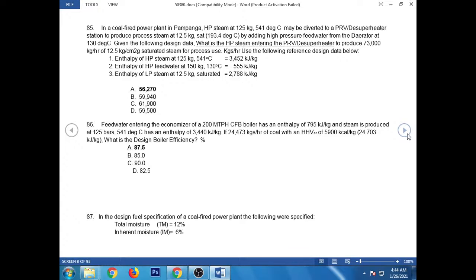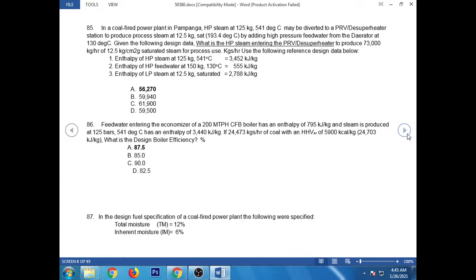Feed water entering the economizer of a 200 MTPH CFB boiler has an enthalpy of 795 kJ per kilogram and steam is produced at 125 bars, 541 degrees Celsius, with an enthalpy of 3,440 kJ per kilogram. If 24,473 kgs per hour of coal with an HHV AR of 5,900 kilocalorie per kilogram, 24,703 kilojoule per kilogram, what is the design boiler efficiency?